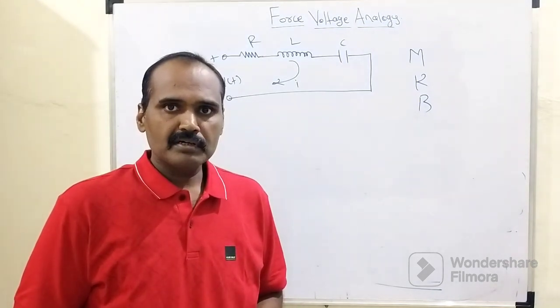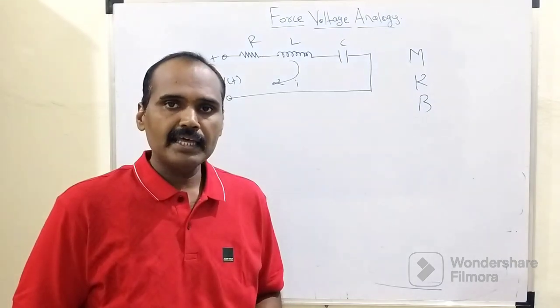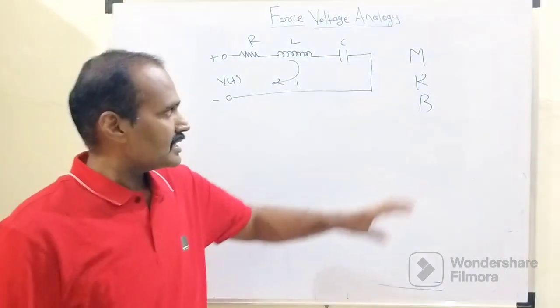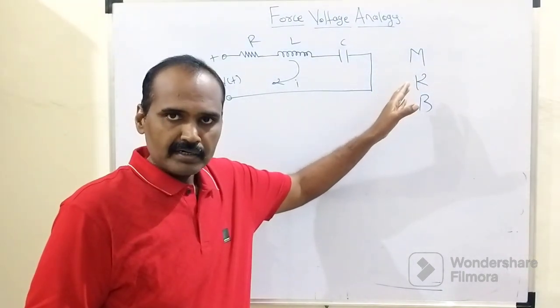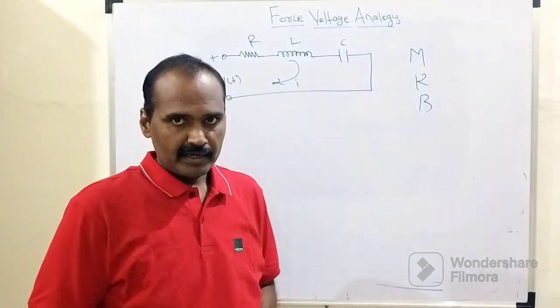So in case of this mechanical type of control system, we are very much aware that there are three basic elements of that mechanical system. These three elements are nothing but what? The mass, spring and damper, denoted by capital M, K and capital B, right?